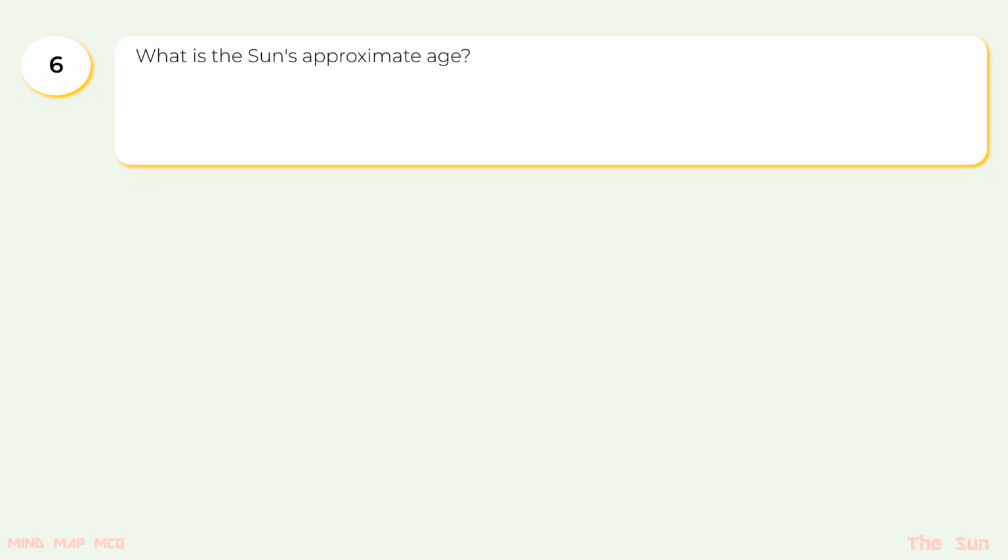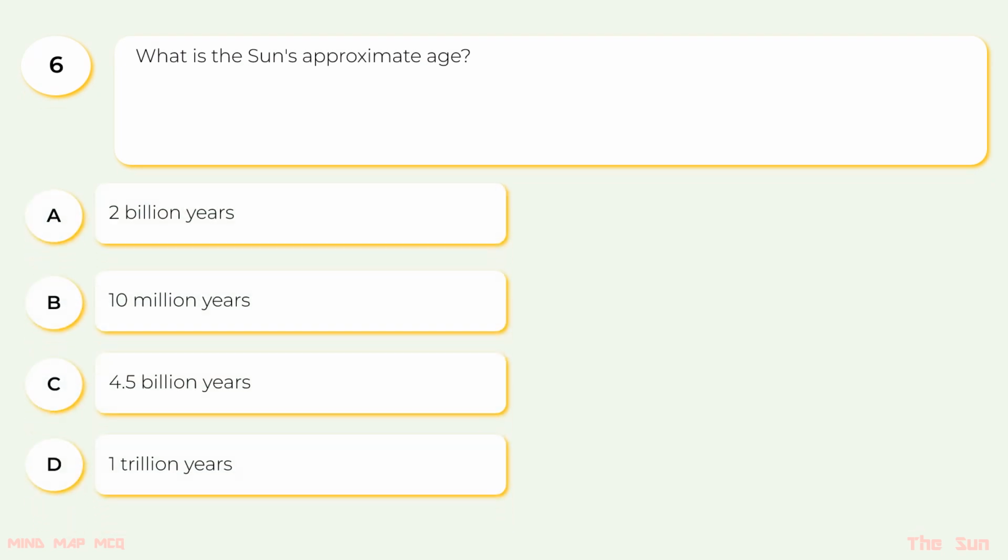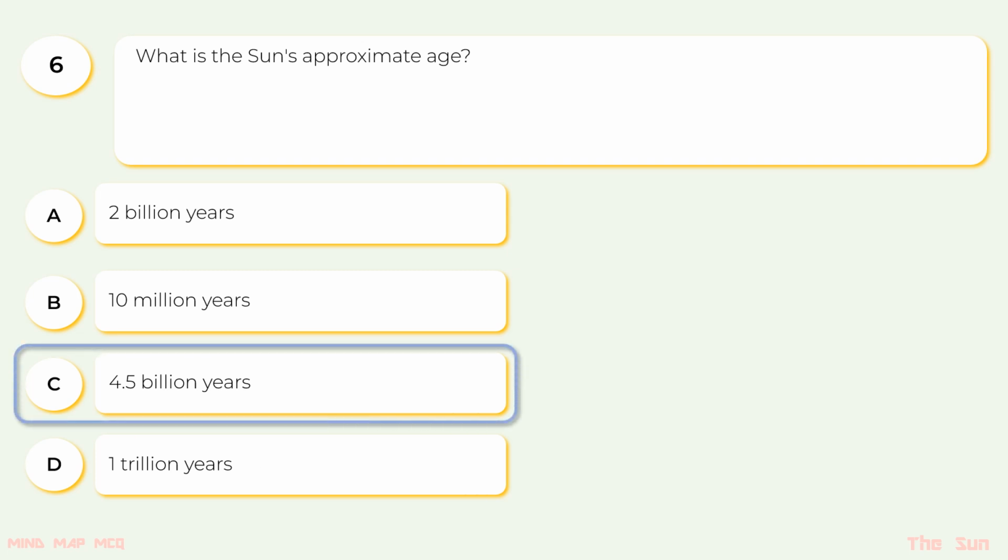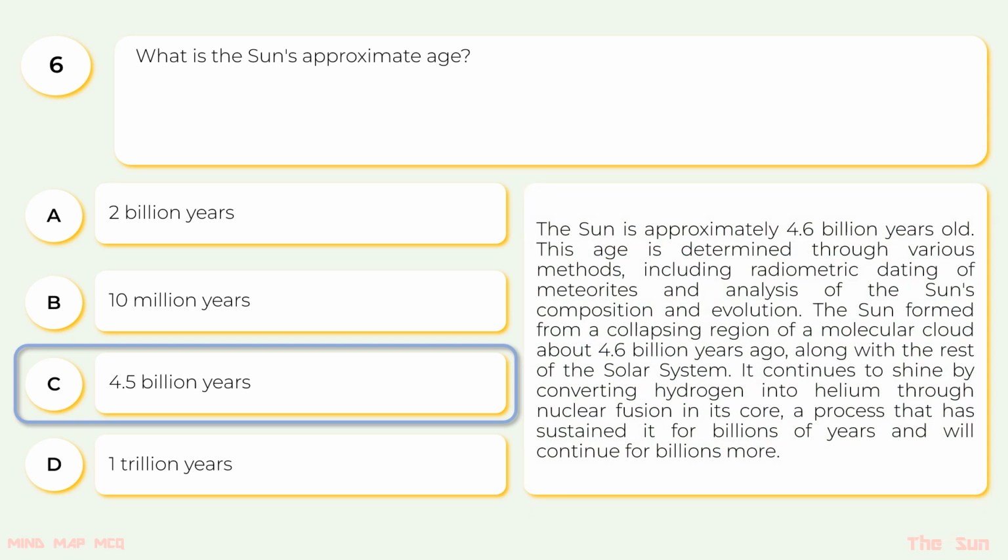Question 6. What is the sun's approximate age? Option A. 2 billion years, B. 10 million years, C. 4.5 billion years, D. 1 trillion years. The correct option is C, 4.5 billion years. The sun is approximately 4.6 billion years old.